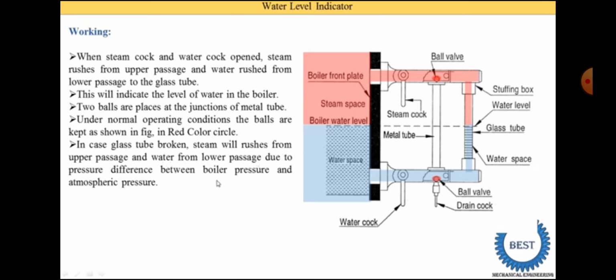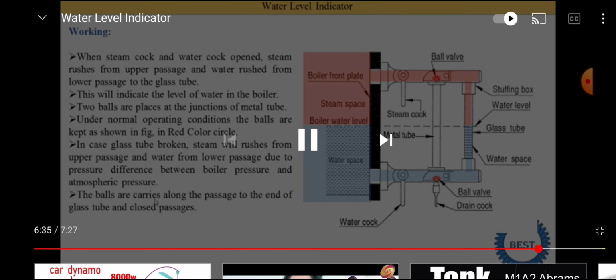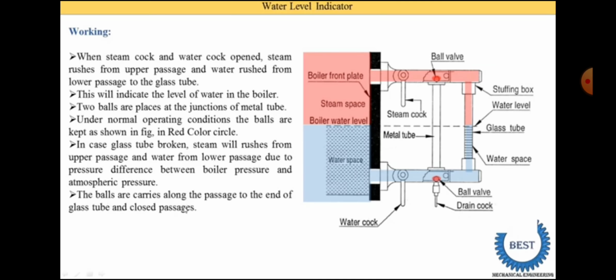The difference between the boiler pressure and atmospheric pressure means water would leak if the glass tube is broken, because here is atmospheric pressure and here the pressure is higher. So everything passes from high pressure to low pressure. When the glass tube is broken, the balls are carried along the passage to the end of the glass tube and close the passage.